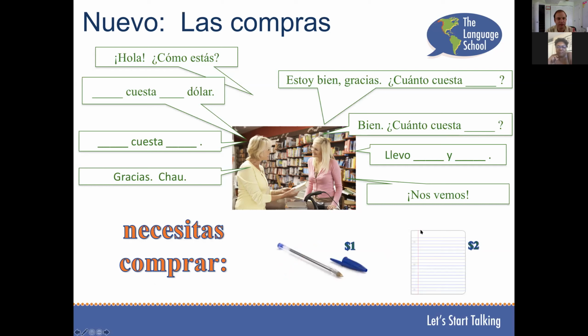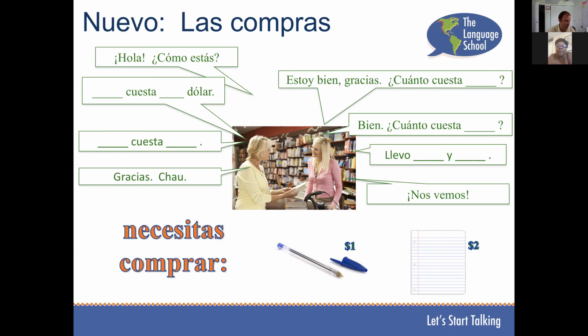Hola, ¿cómo estás? Estoy bien, gracias. ¿Cuánto cuesta el lápiz? Oh, el... Just kidding. Do you remember the word for pen? Oh my gosh. Bolígrafo. Bolígrafo. That one. Yeah. And it's always 100% acceptable to ask me cómo se dice for something because you're learning, right? Right. Okay, el bolígrafo, okay?